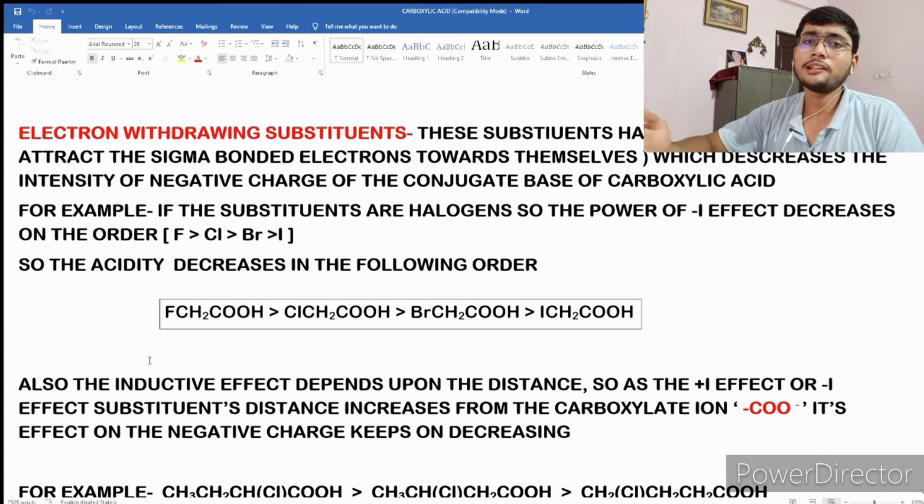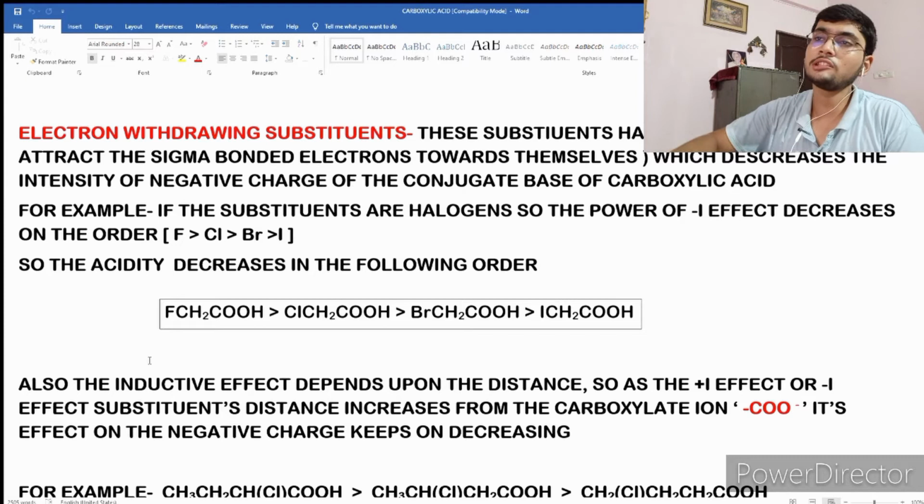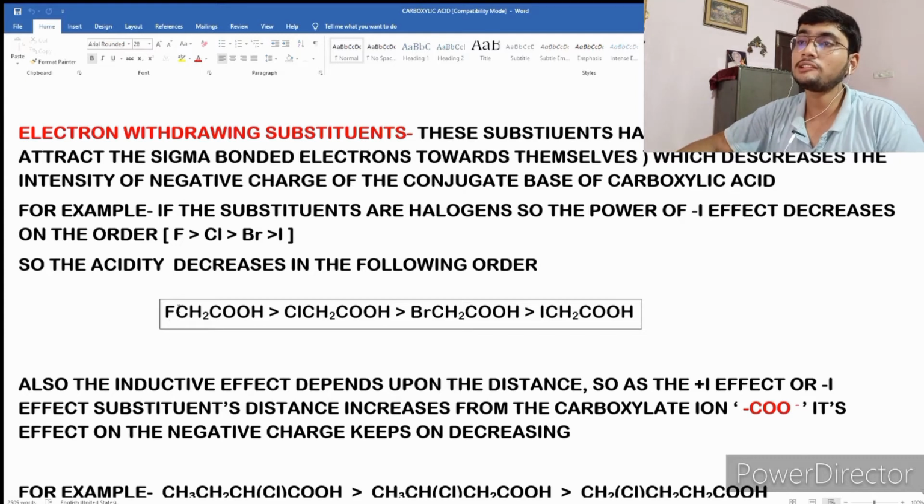Now you see that the inductive effect also depends on the distance. Okay, you see that the fluorine here is directly attached to the carboxylic group. Now suppose we add here another CH2 group and we add the fluorine there, then that carboxylic acid will be less acidic than this, because the distance of fluorine has increased, so its power to create the partial positive charge on the conjugate base decreases.